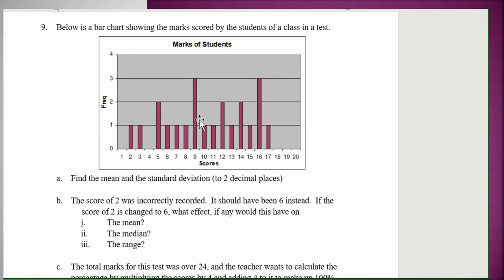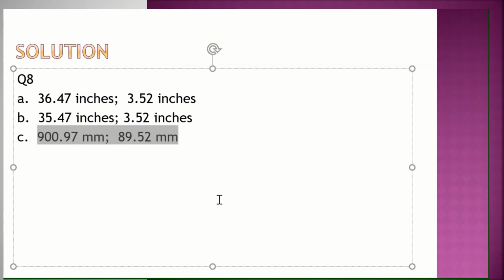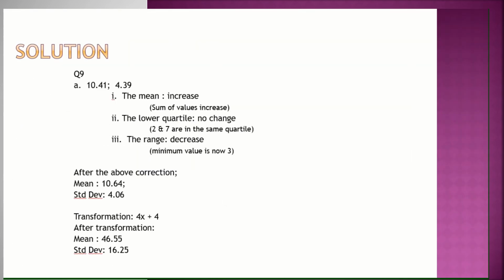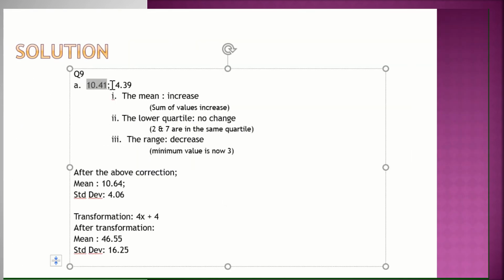Below is a bar chart showing. So this actually basically is like your histogram. Find the mean and standard deviation. Plug it in your calculators. Data 2, frequency 1. Data 3, frequency 1. Data 5, frequency 2. Data 6, plug it in your calculators. Find your mean and standard deviation. Okay, so your values will be as such 10.41 and 4.39.